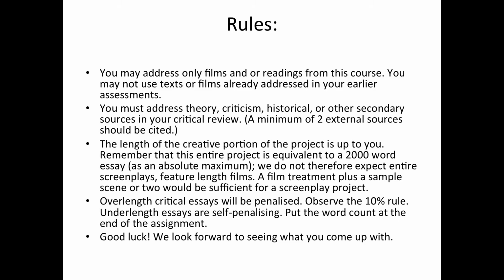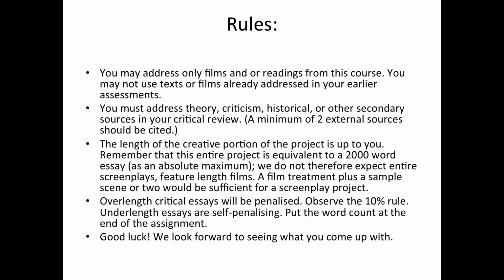Now, there are some rules to this assessment, and these are the rules. So you may address only films and or readings from the course. You may not use text or films already addressed in your earlier assessments. You must address theory, criticism, historical, and other secondary sources in your critical review. So you do need to use a minimum of 2 external sources. You can use sources from the readings for this course if you so choose.